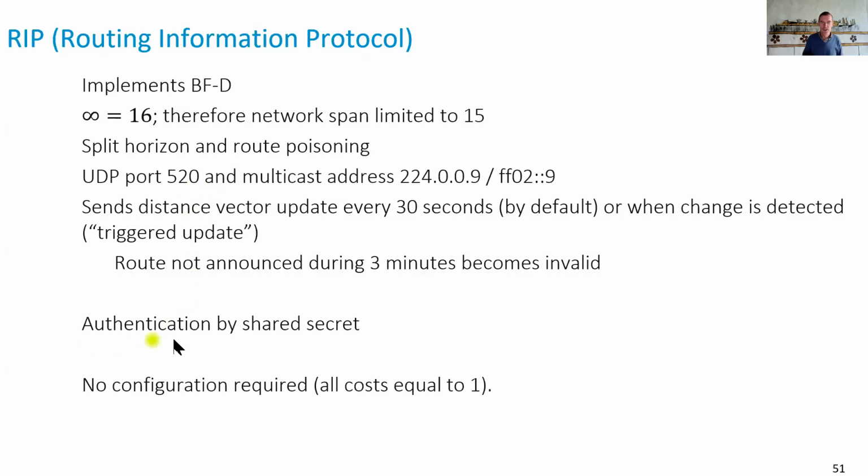By default, it's a slow protocol that sends an update every 30 seconds. And it uses authentication by a simple shared password, a shared secret on all the nodes in a given network. Apart from the secret that you need to type into all the nodes, no configuration is required if you're happy with all costs being equal to 1. So you have a plug-and-play routing protocol, which is the main value of RIP.